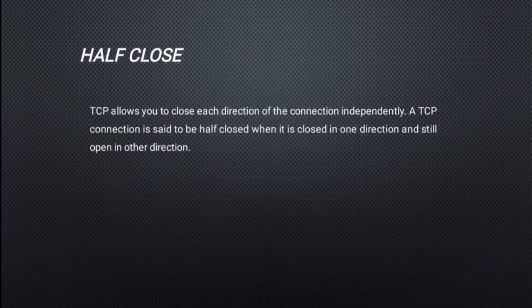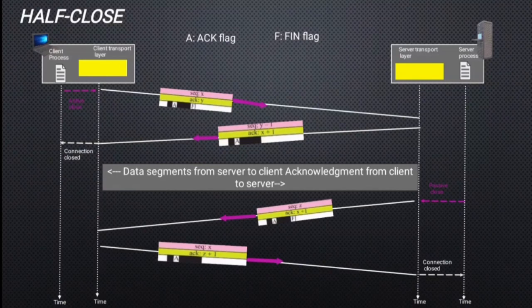Half close. TCP allows you to close each direction of the connection independently. A TCP connection is said to be half closed when it is closed in one direction and still open in the other direction. In TCP, one end can stop sending data while still receiving data. This is called a half-close. Either the server or the client can issue a half-close request.